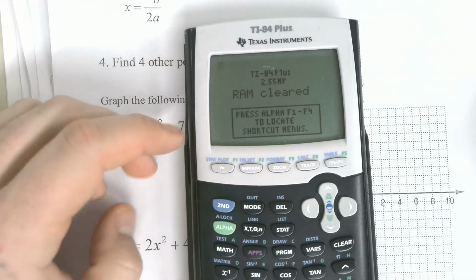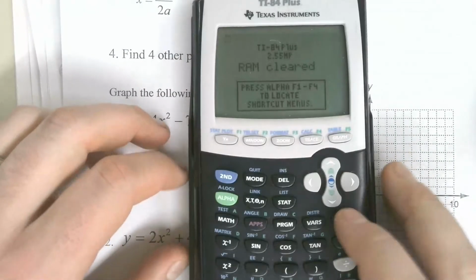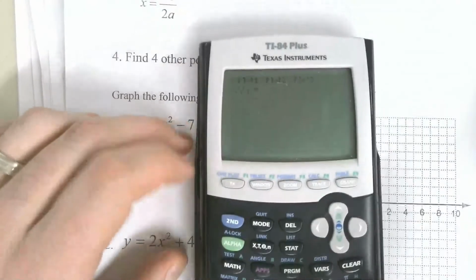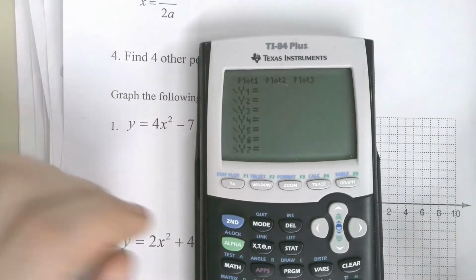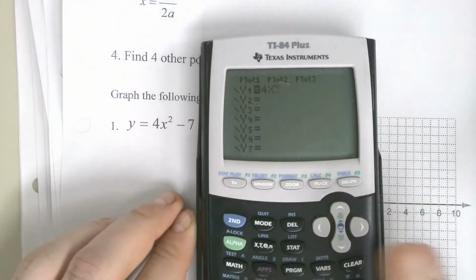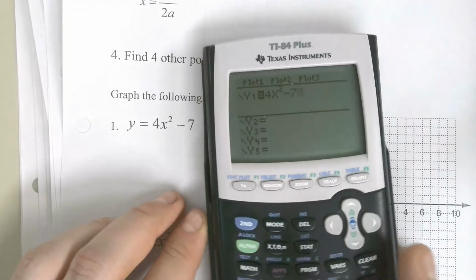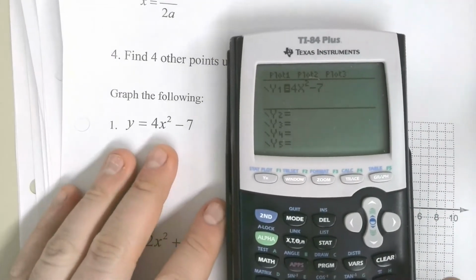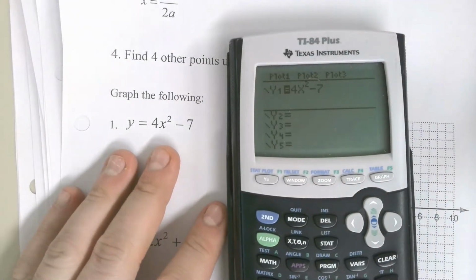Press alpha F1. And so now when you go back to this, you could retype it in. Okay? 4x squared minus 7. Okay? So now we know how to use our calculator. We know how to reset the memory if that still happens.